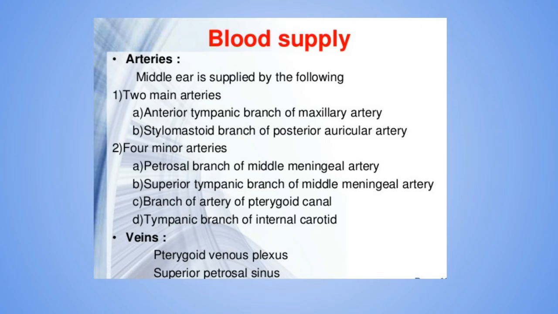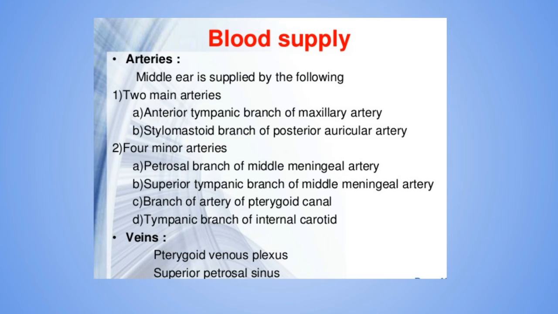Now next is the arterial supply, the blood supply of the middle ear. The main arteries of the middle ear are, first of all, the anterior tympanic branch of the maxillary artery which enters the middle ear through the petrotympanic fissure. Next is the posterior tympanic branch of the stylomastoid branch of the posterior auricular artery which enters through the stylomastoid foramen, petrosal and the superior tympanic branches of the middle meningeal artery. Next are the branches of the ascending pharyngeal artery and the tympanic branch of the internal carotid artery.